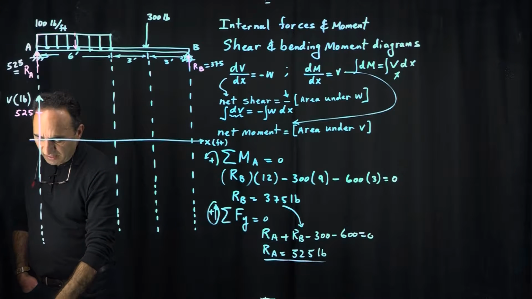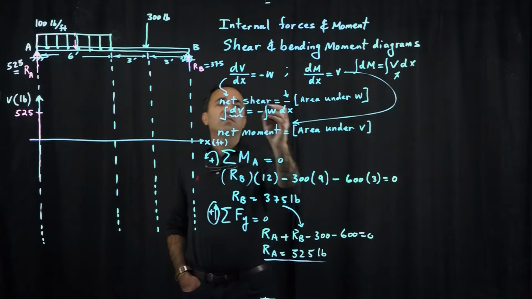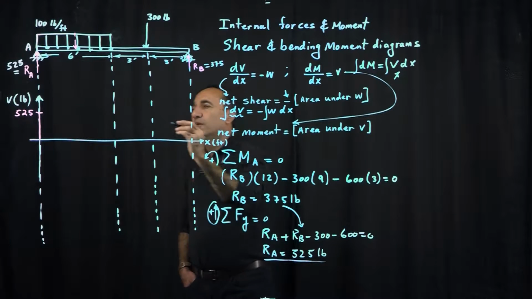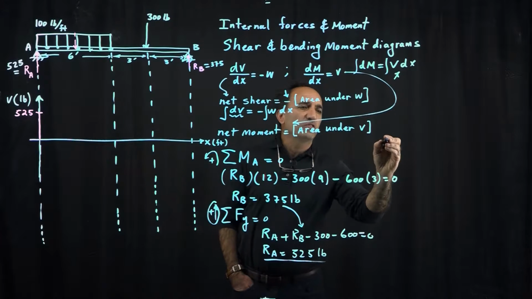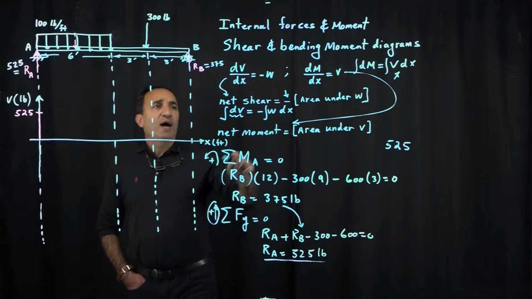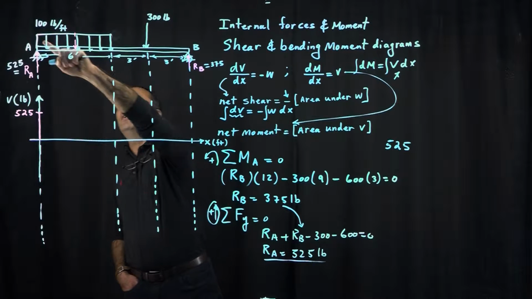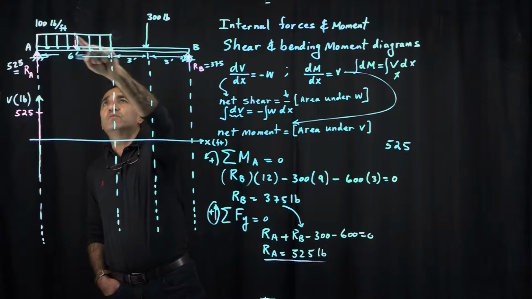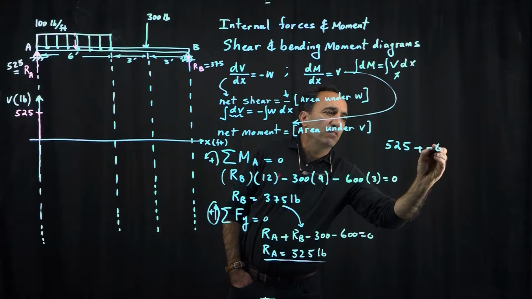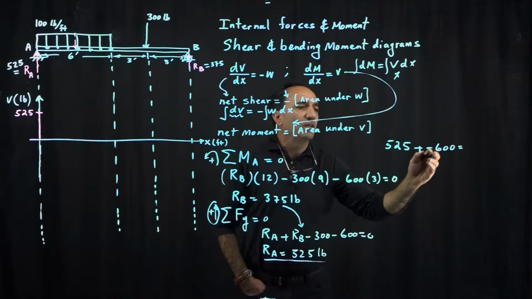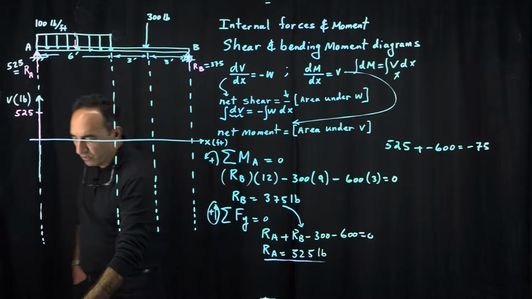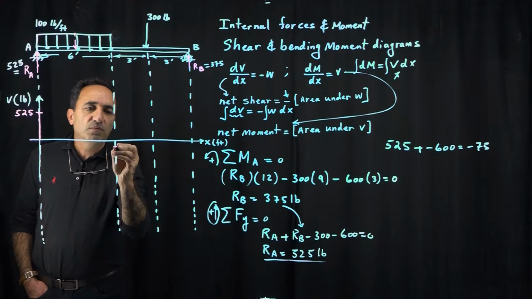The way you figure that out is based on this statement here that says net shear is equal to the negative of the area under w. The easy way is to just take the current value of the shear, 525, and now add the negative of the area of the load. The area of this load, we did it a minute ago, is 600. So if you add the negative of the area, that will give us the next value of the shear, which is minus 75. So the value of the shear 6 feet later is going to be minus 75.